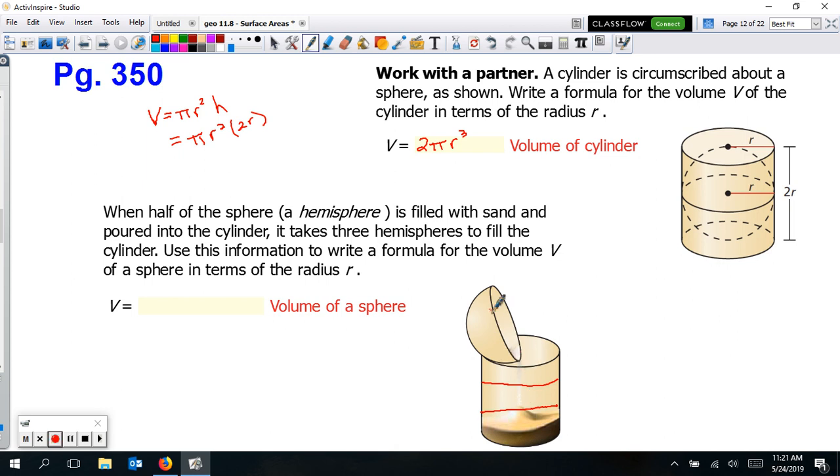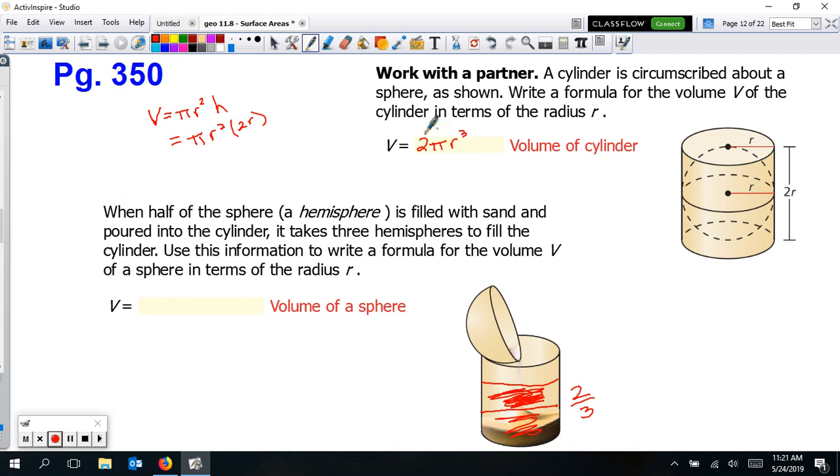Well, we need to realize that a hemisphere is half of a sphere, or we can think of a sphere as 2 hemispheres. So basically what we're seeing is it fills this down here all the way up, but it fills this also. So that's 2/3 of the whole thing. So 2/3 of this whole formula for the cylinder.